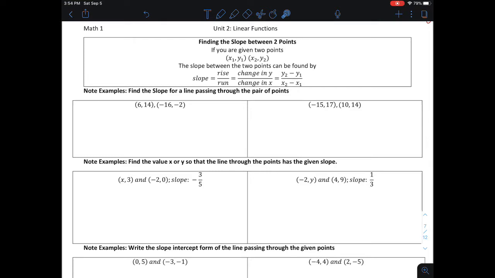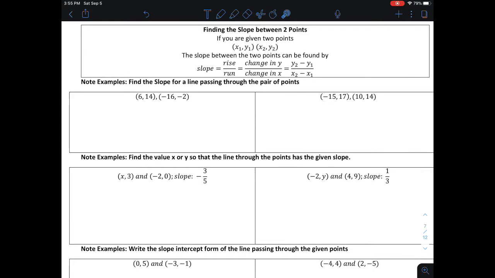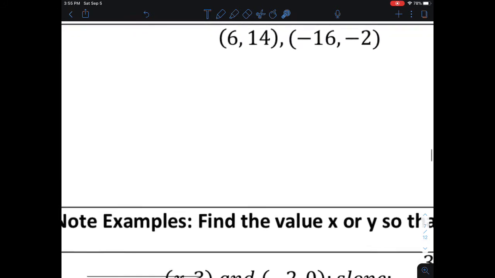The formula in order to find the slope between two coordinates is you find the change in y, which would be y2 minus y1, divided by the change in x, which would be x2 minus x1. Now, it doesn't matter which coordinate you label as x1, y1, or x2, y2. The only important thing is to remember that I have an x and a y in the same coordinate, and it's not x and y in the same coordinate.